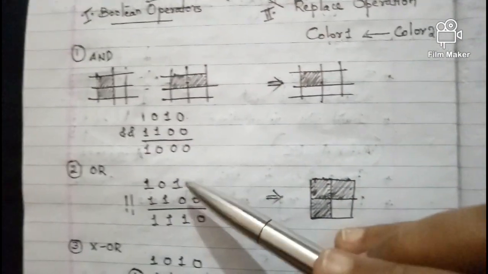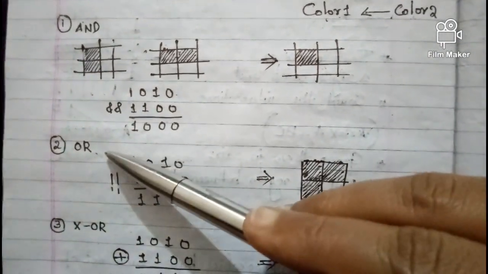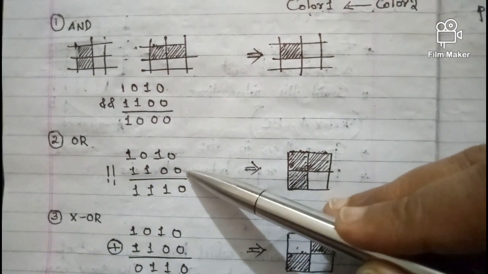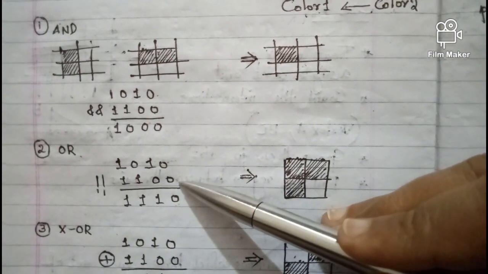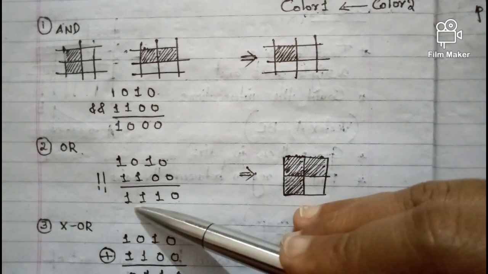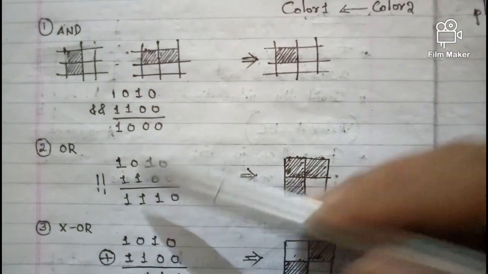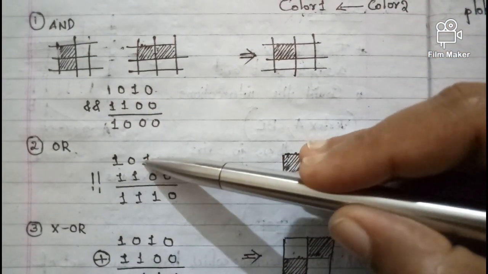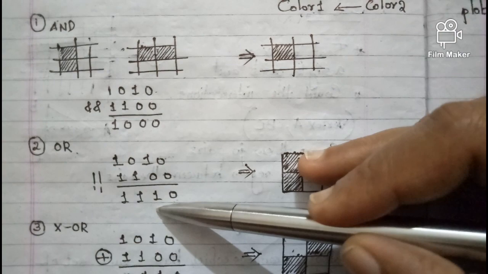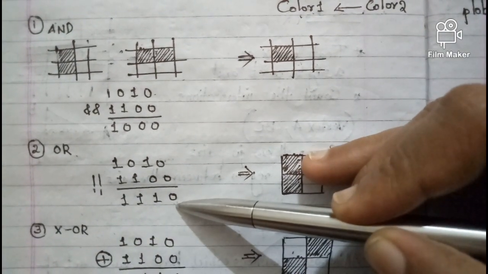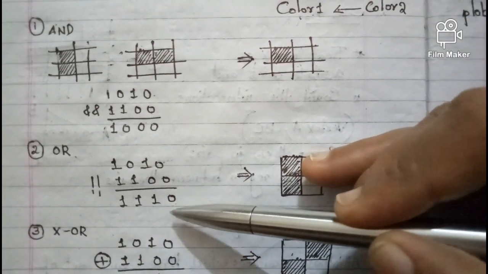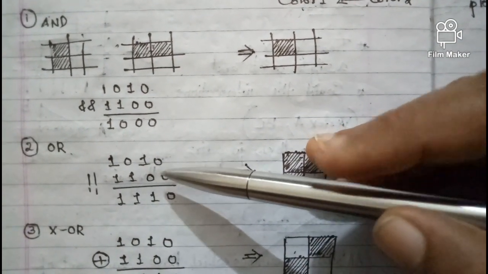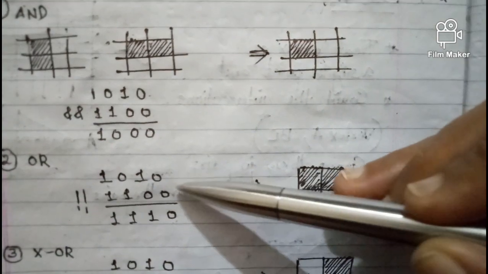Okay, so let us move on to the OR operator. The OR operator again takes the binary equivalent of two colors. The rule of the OR operator is you will get a 1 when any one input is 1. That means if any of the inputs is 1, you will get an output 1. And you will get a 0 only when all the inputs are 0. This is the rule. So let us check how it works.